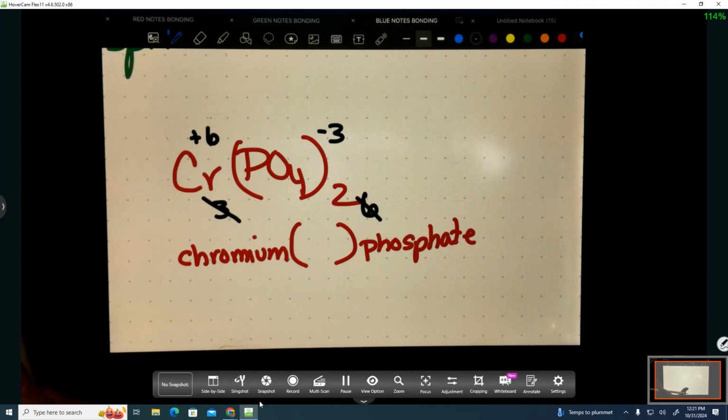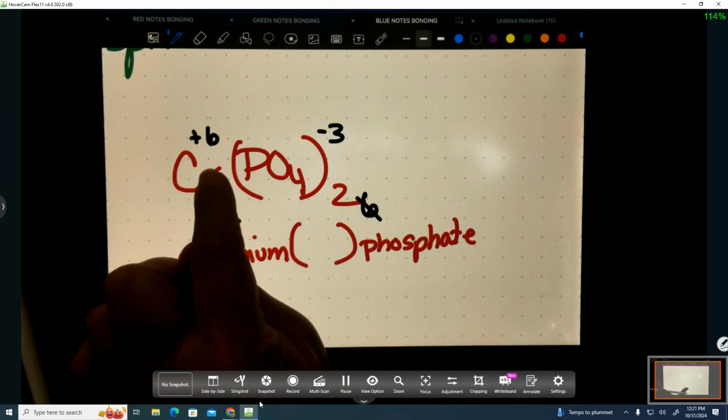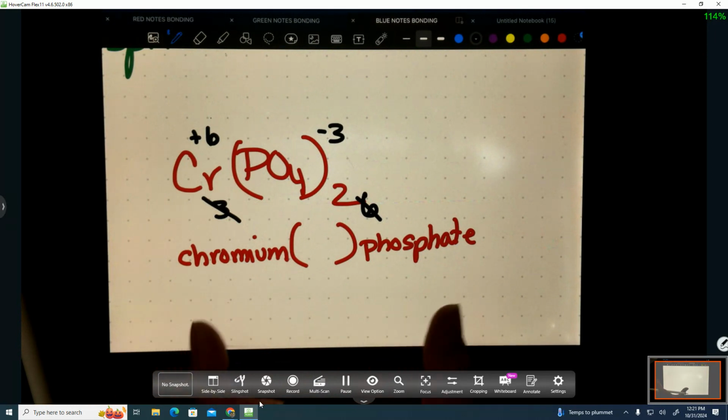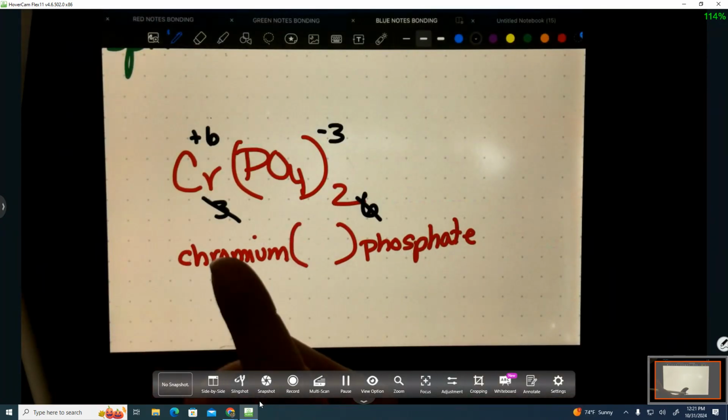Okay. This is called naming with the stock system. You don't need to remember that. I'm just putting it out there that it has a name. When we say naming with the stock system, it means you are going to now tell me the charge on the cation if you have multiple charges on your metal. You don't ever put a Roman numeral for the anion. It's only for the cation.